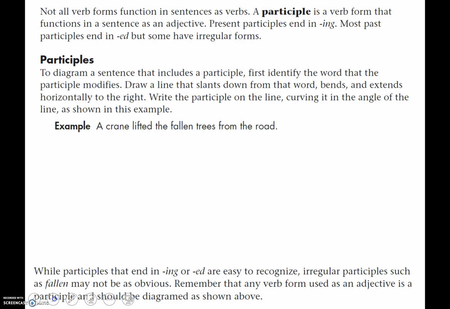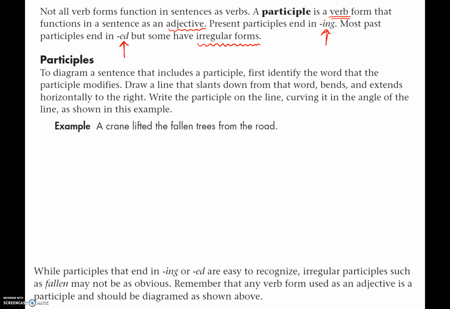So let's get started. The first thing to remember when you're looking at a participle is that it's going to look like a verb but act like an adjective. Oftentimes they're going to be easy to spot because the present participles end in -ing and the past tense participles end in -ed. However, there are irregular forms that you're going to have to watch out for. Not all -ing and -ed words are going to be the only participles that you'll have to find.